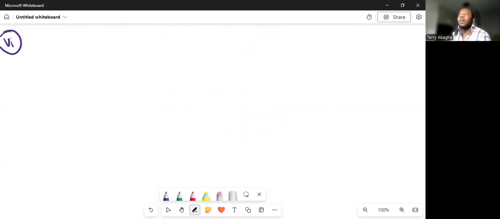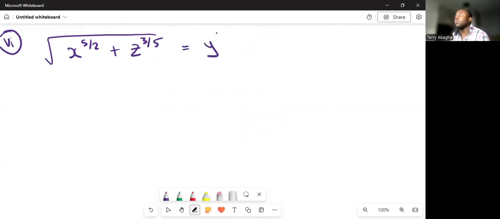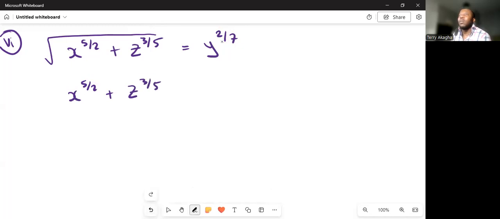So let's say we have the square root of x raised to the power 5 over 2 plus z raised to the power 3 over 5 is equal to y raised to the power 2 over 7. Okay. So what do you need to do? What we need to do here? So we need to get rid of the square root here. So we can write x to the 5 over 2 plus z to the 3 over 5, all square root, is equal to y to the 2 over 7.